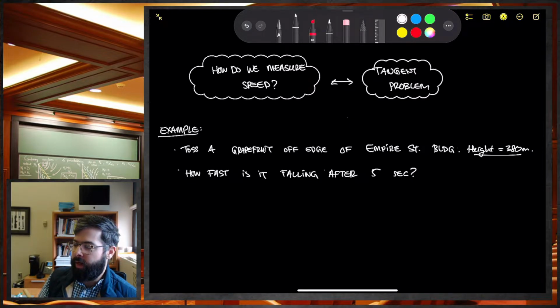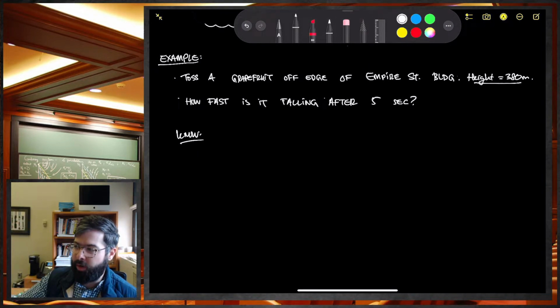So how do we measure the speed? Well, let's drive at this problem as if we're trying to solve it, as if we don't have calculus, which you don't yet. So how fast is it falling after 5 seconds? What do we know about this grapefruit? Well, we know it's subject to gravity. We haven't thrown it downwards. It's just kind of in free fall.